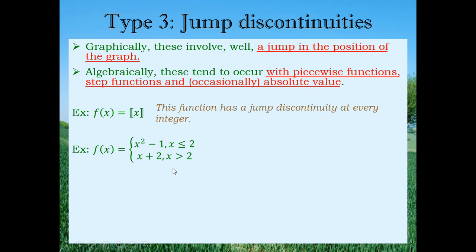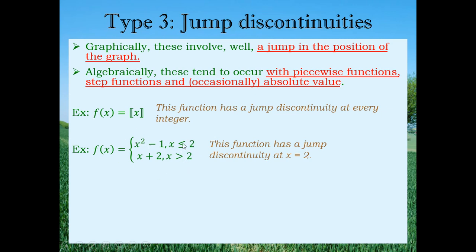What about a piecewise function like this? x squared minus 1 at x less than or equal to 2, or x plus 2 at x greater than 2. Well, this has a jump discontinuity at x equals 2. At x equals 2, the function is going to be 2 squared minus 1, which is equal to 3. So the function is 3.